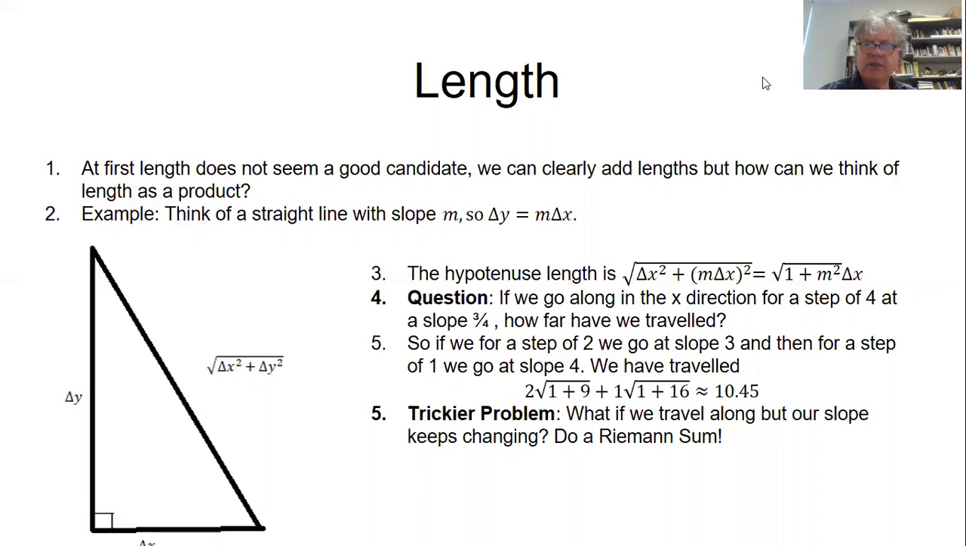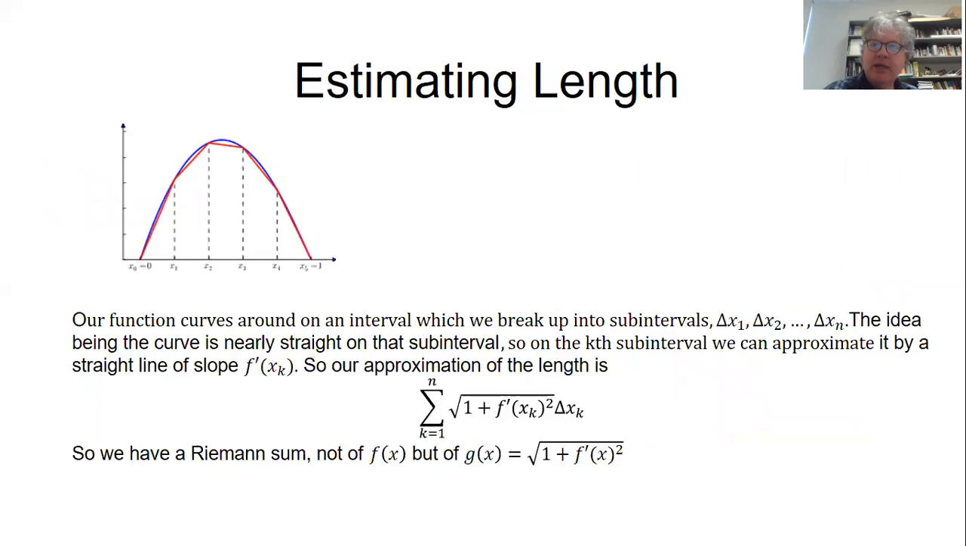So the module question is, if you go along in the x direction for a step of 4 at a slope of 3/4, how far have we traveled? Okay, and the answer should be greater than 4. So the trickier problem then is, we've seen this before, what happens if we travel along and our slope just keeps changing? Well, that's when the Riemann sum comes in. So, estimating length.